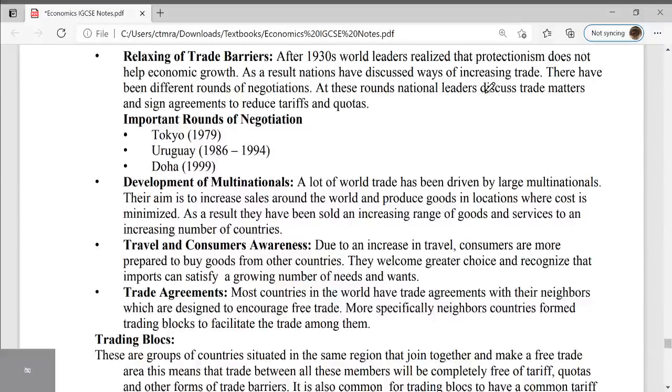Next, we have trade agreements. Trade agreements include these rounds of negotiations. Okay, so the country leaders or the multinationals or other traders like exporters and importers are coming up with trade agreements between countries. Okay, it can be with the neighboring countries, like relaxing of regulation, or they also are coming up with trading blocs. Okay, this will lead to free trade and increasing world trade.